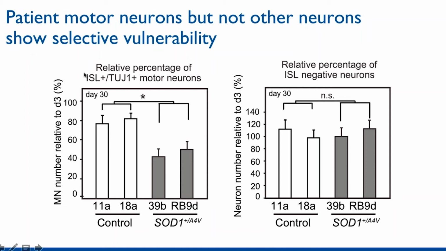And what was so interesting about this result is that when they looked at motor neurons as marked by expression of this islet transcription factor, which is rather selectively expressed in that population of cells, and that were co-marked by this neuronal form of tubulin, they saw this rather strong difference in survival over 30 days. But this did not occur in the non-motor neuron components of these cultures.